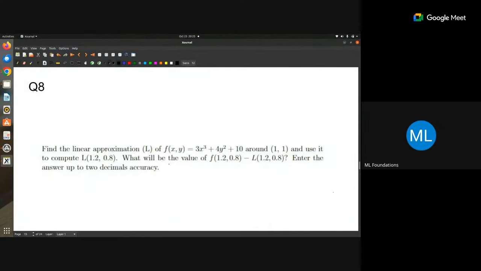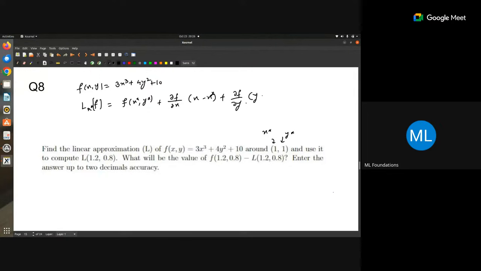Let's solve it. F of x, y is given as 3x cubed plus 4y square plus 10, right? And already we have seen how to find it. So L of f at x star, y star, where x star is 1 and y star is 1, equals f of x star, y star plus del f upon del x at the star point times x minus x star, plus del f upon del y times y minus y star.